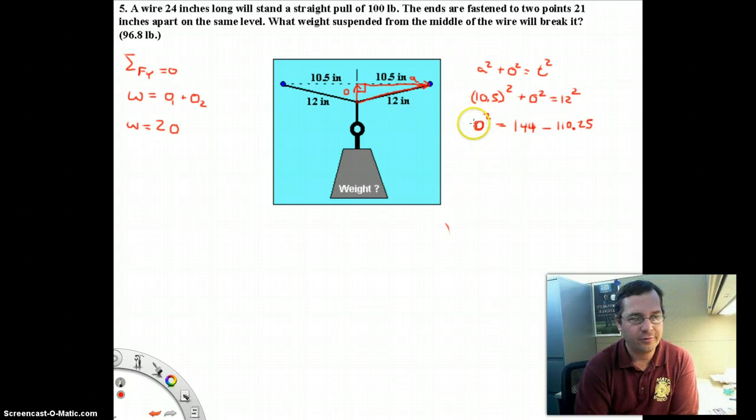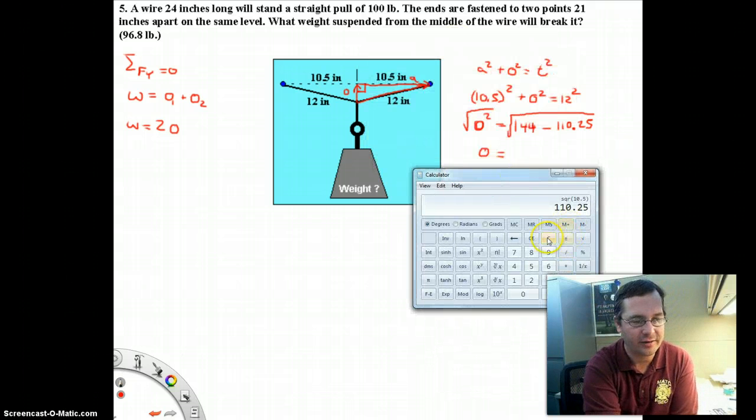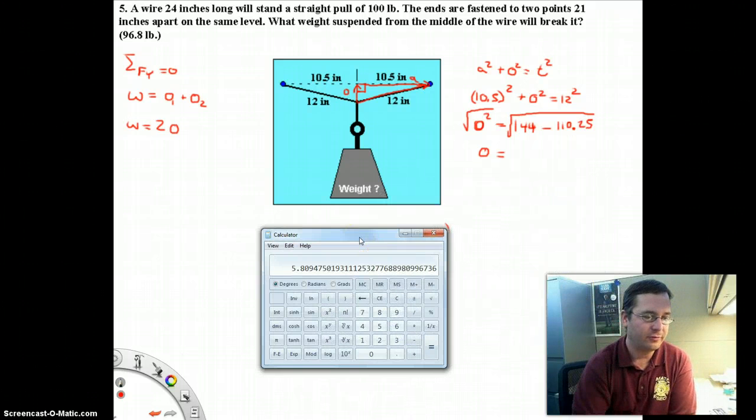Now, we aren't interested in O squared, we're interested in O, so we're going to take the square root of both sides of the formula, and on the left side that's going to give O. On the right side, first we'll take the subtraction inside the root symbol, and then we will take the root of the difference between these two numbers. So I'm raising it to the 1/2 power, which is equivalent to taking the square root. And what we find is that O is equivalent to about 5.809.